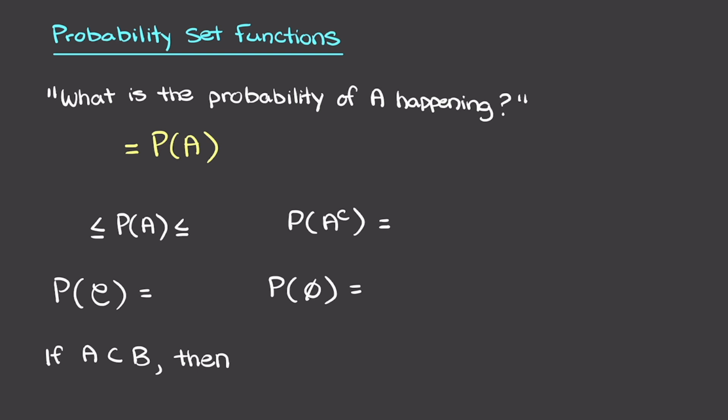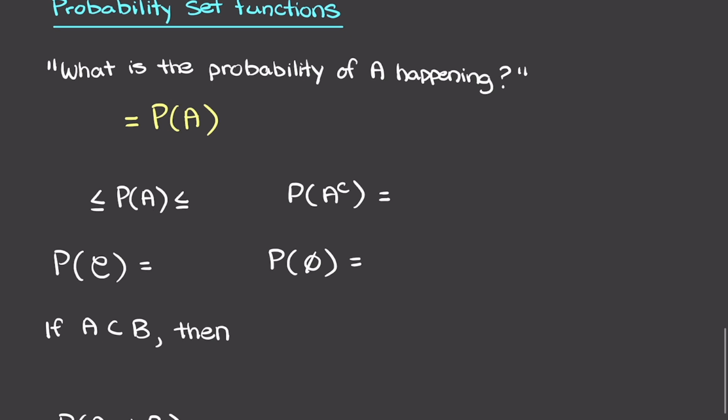So there are a few properties of these probability set functions. The first thing is that the probability of something happening is greater than or equal to 0, and it's less than or equal to 1. So this means you can't have negative probabilities, and you also can't have a probability greater than 1. You can't have something that has a probability of 2, for example. That doesn't make sense in this context. The probability of A complement is simply 1 minus the probability of A.